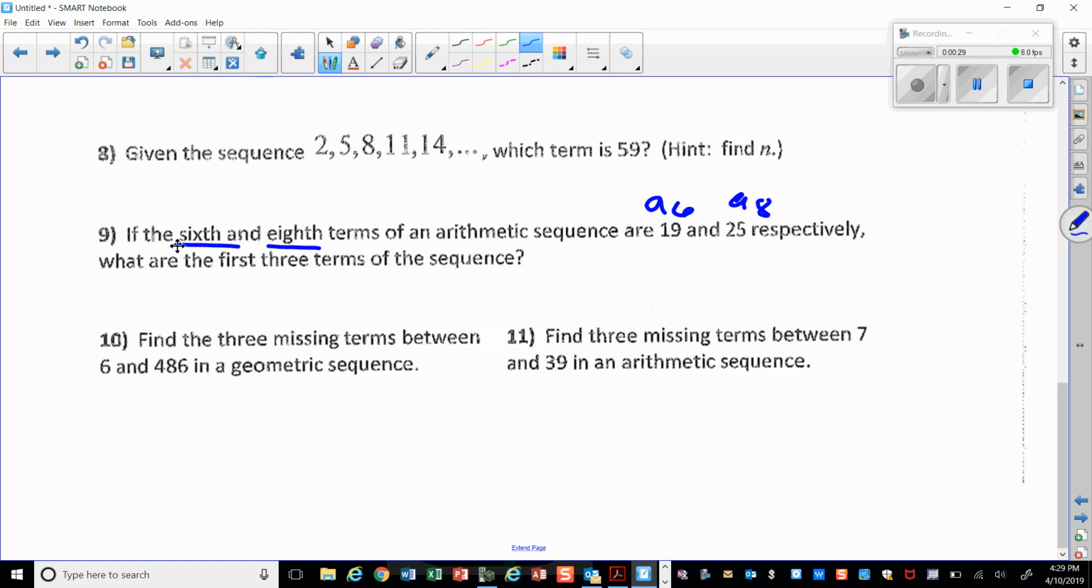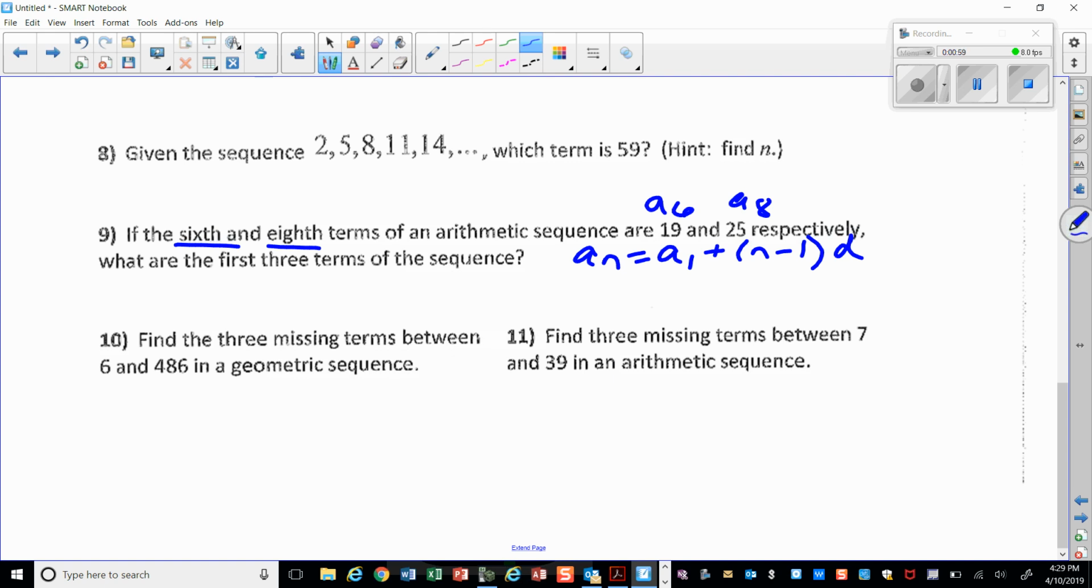So you could say that 6 is the first term and this is your last term, and just substitute into the formula like that. So I know a sub n, the last term, is equal to the first term plus n minus 1 times d, always. But first and last could be 6 and 8.